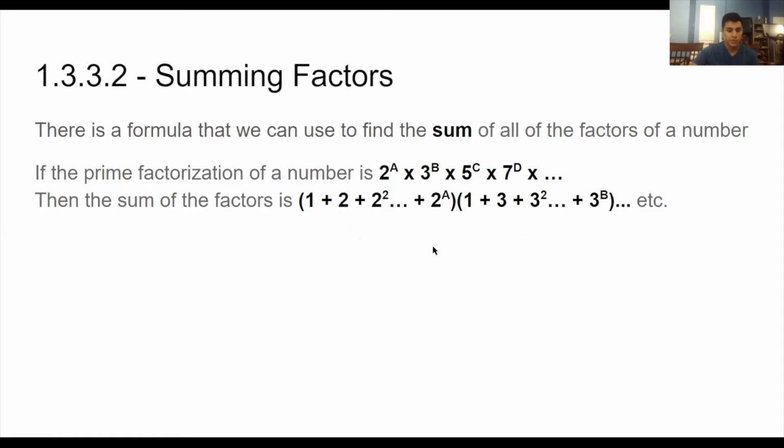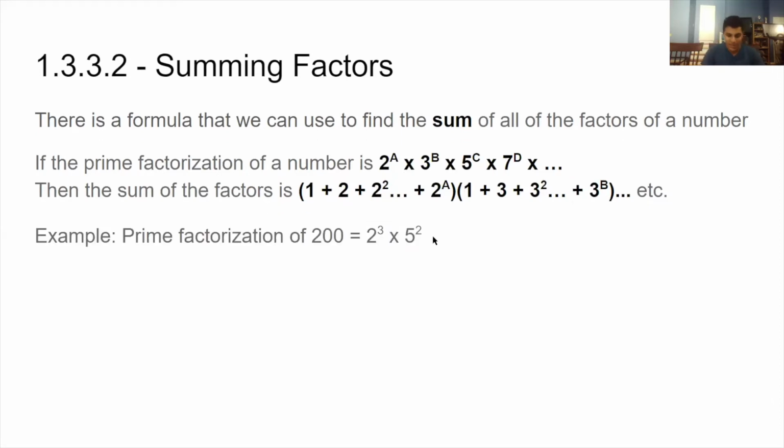So again, I'm going to be using 200. You might be sick of this prime factorization, but again, you always have to find the prime factorization first. So the prime factorization of 200 is 2 to the power of 3 times 5 to the power of 2. So when I write out this equation, I'm only going to need 2 parentheses. So this is what it's going to look like.